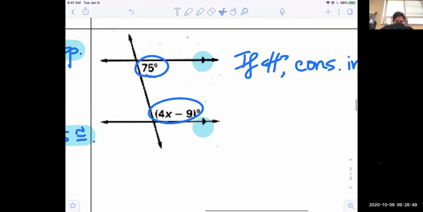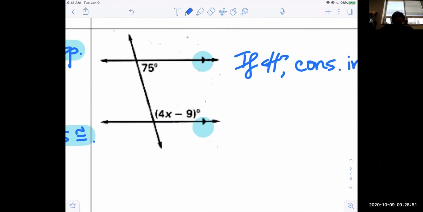Again, normally I tell you don't look at how the picture appears, but honestly, with the parallel lines, if they're actually drawn to look parallel, you're going to know that those aren't congruent. Right? They should be supplementary because 75 would be the same value as the corresponding angle down here, and then these guys are a linear pair, so they'd have to add to 180.